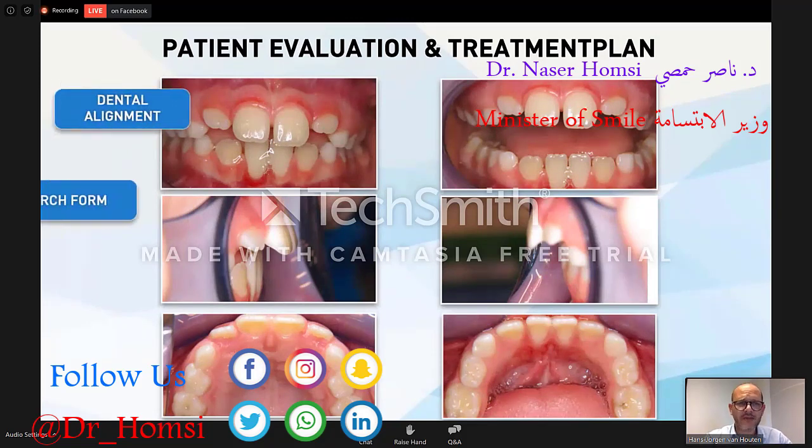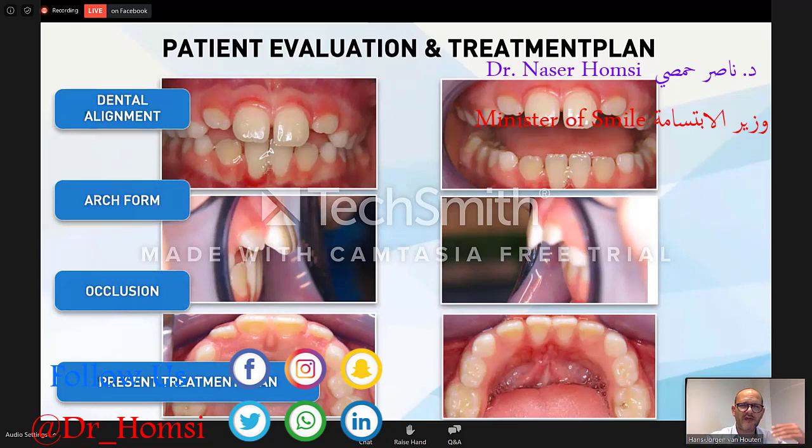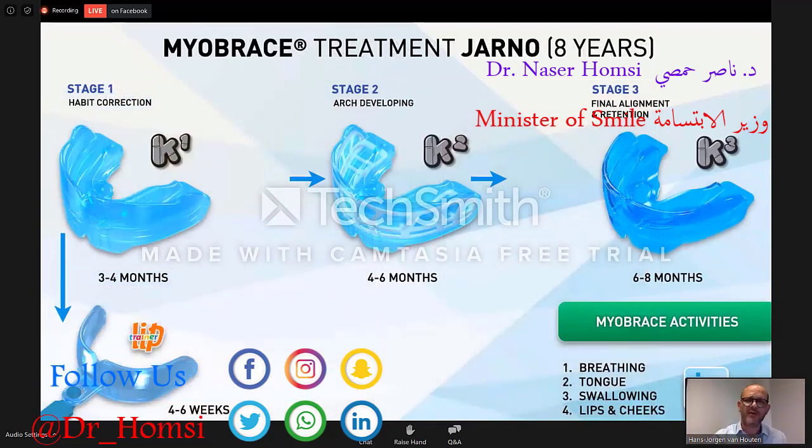What is the alignment? What type of arch form do we see? What type of occlusion? Everything we already found in our evaluation form is what you can see in these pictures. Then with all this information, you can make a treatment planning and a cost summary. With this information, you say, okay, we start with this patient. He's 8 years of age. We do 3-4 months. We do the first habit correction.